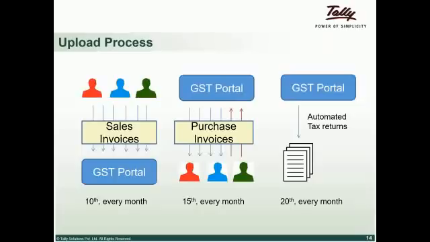So by 20th of every month, based on this information, the GSTR3, which is the monthly return, will be automatically generated, which will say this is the total turnover and this is the total tax liability, and the challan also will be made available by the portal. All we need to do is download the challan and go and make the payment. So this needs to happen by 20th of every month.